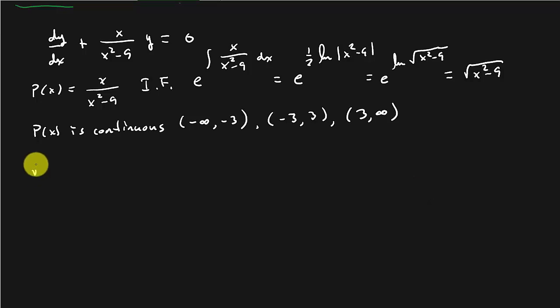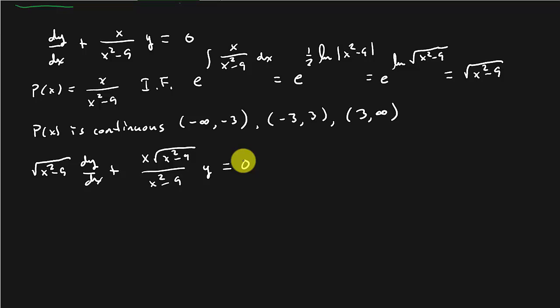We got square root x squared minus 9 times dy dx plus, and then that's going to be x square root of x squared minus 9 over x squared minus 9 y equals 0. And so this is going to give us the derivative of the integrating factor times y, and that equals 0.